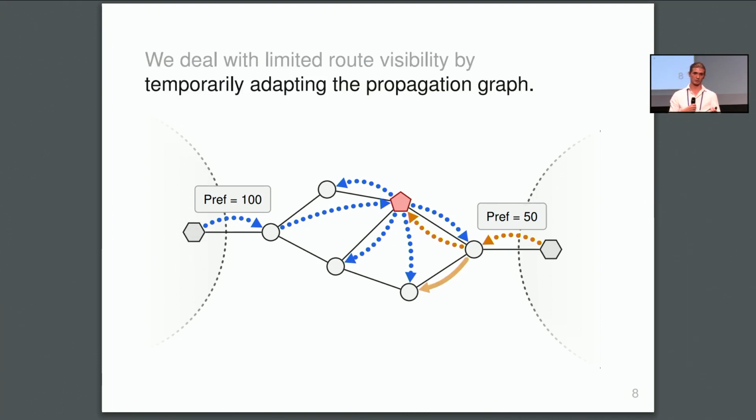So what we do to solve this issue is we temporarily adapt the propagation graph to increase the route visibility wherever needed. And we do so by adding temporary BGP sessions. So for instance, for the router at the bottom, we add a temporary BGP session so that it will receive the final route, so we can make that one switch.